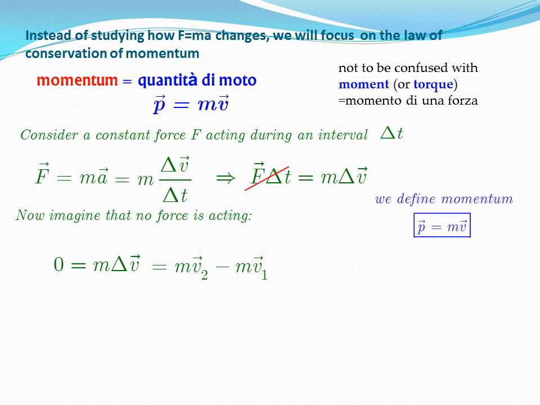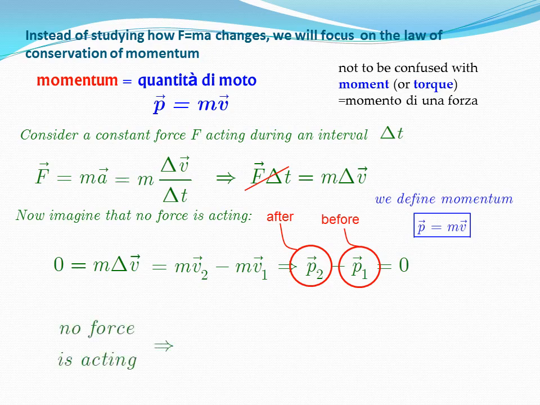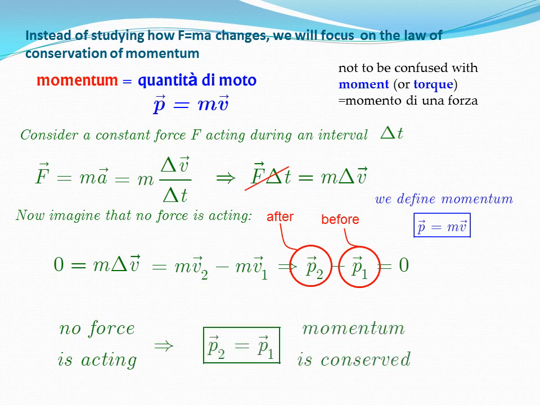We can now define a new physical quantity we call momentum. p equals m times v, and this equation can be written as p2 minus p1, which is the value of the momentum after the action of the force F minus the value of the momentum before the action of the force F. Therefore, when no force is acting, p2 equals p1. You can state this by saying that momentum is conserved.